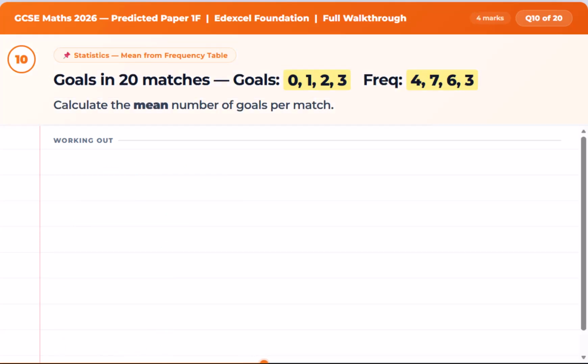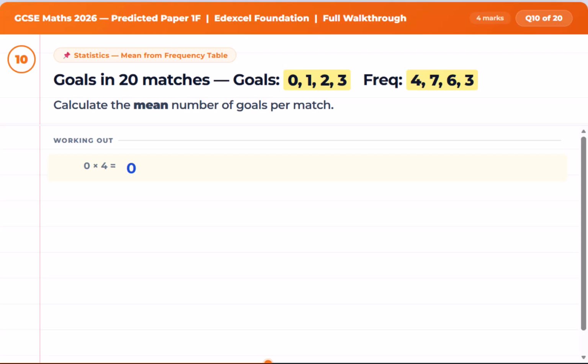A frequency table shows goals scored in 20 matches. Goals 0, 1, 2, 3, with frequencies 4, 7, 6, 3. Calculate the mean number of goals per match. Multiply each goal's value by its frequency.